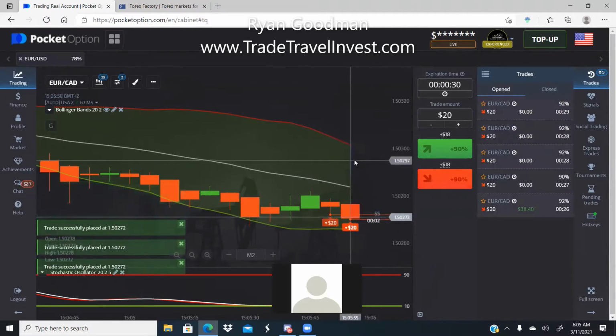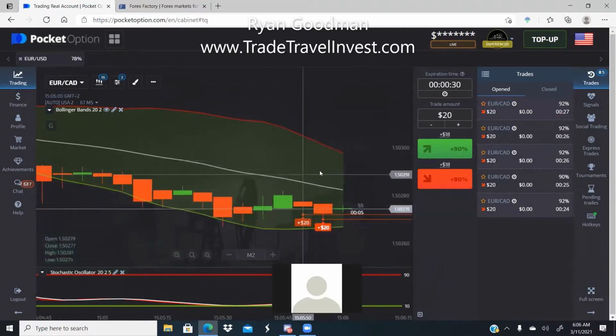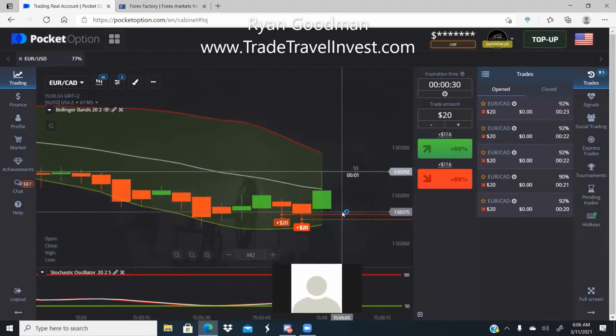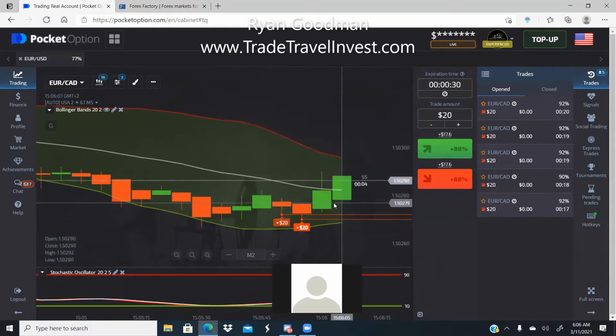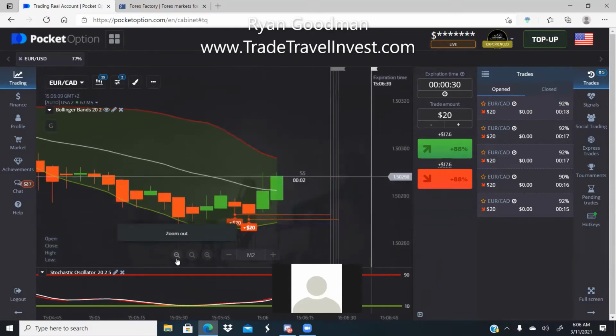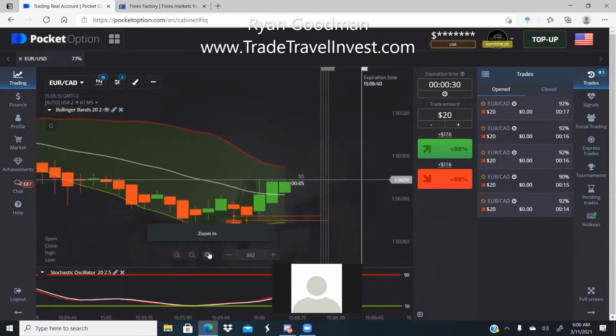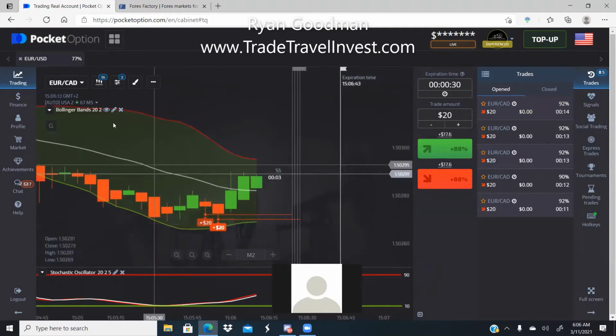So I just did my 30-second puts on Euro CAD. The reason why I did them there was because we had this little pull up and then it started to make a drop back to the downside. So I'm hoping that we're going to continue to see this push to the downside. Looks like we're seeing a little bit of resistance here, but let's see if we get this move we're looking for.